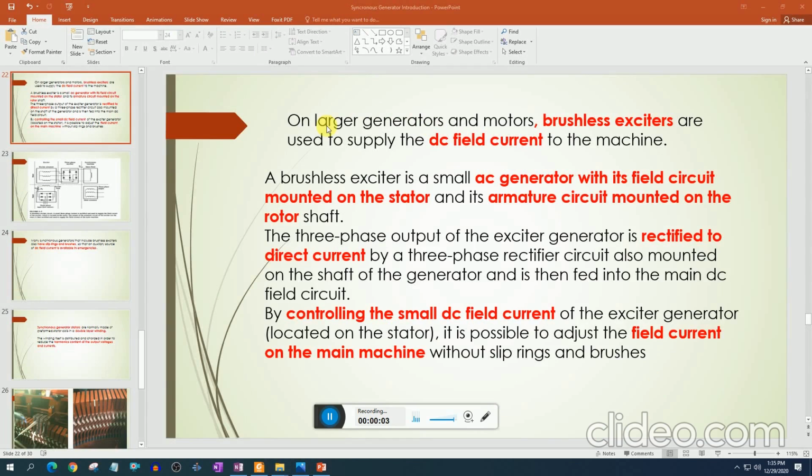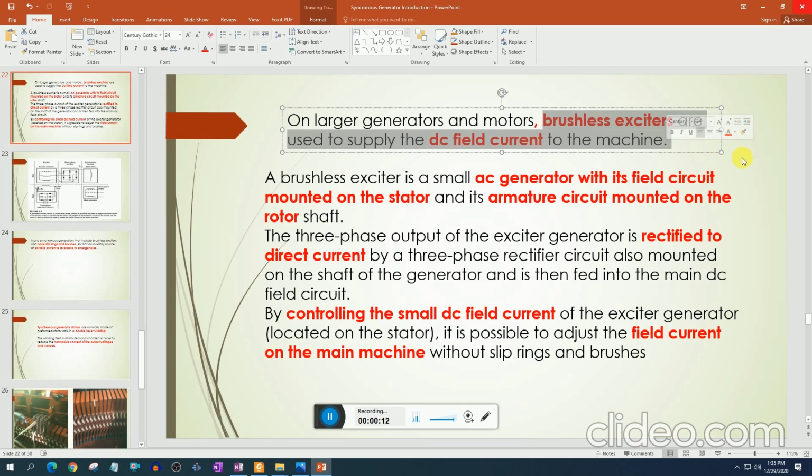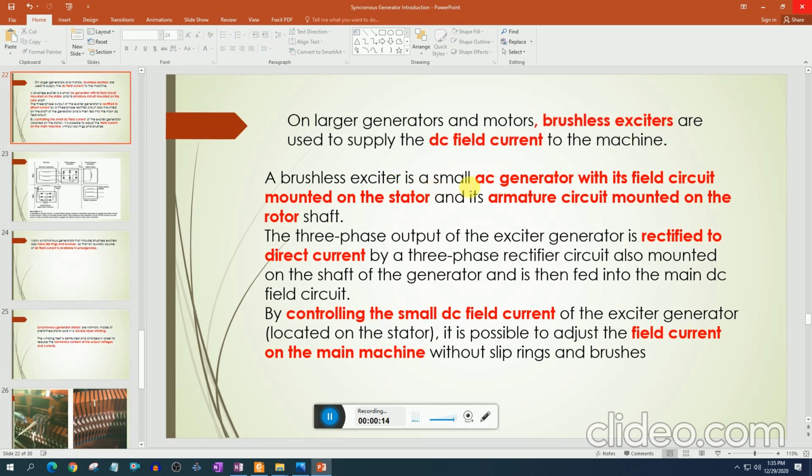On larger generators and motors, brushless exciters are used to supply the DC field current to the machine. How does it work? A brushless exciter is a small AC generator with its field circuit mounted on the stator.